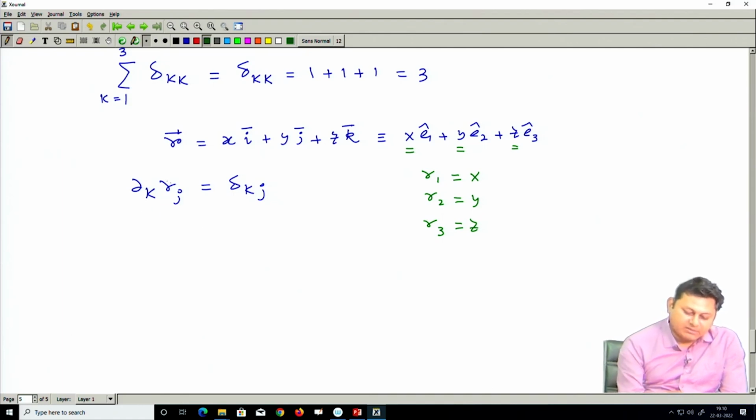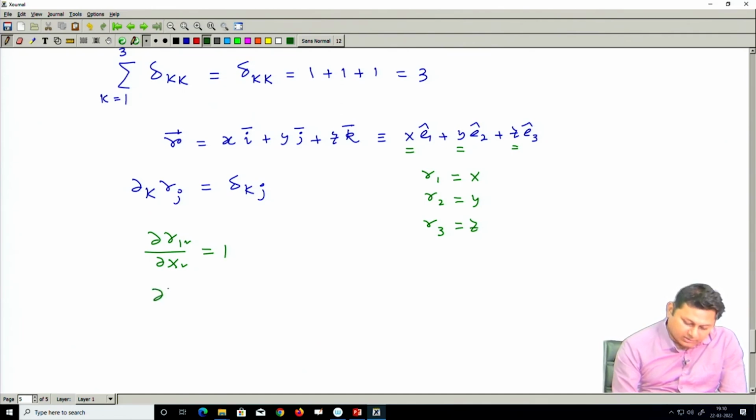That means I am making a partial derivative with respect to x, y, z by taking the value of the indices k from 1 to 3. So, 1 to 3 corresponds to x, y, z here. Now, if you look carefully at how these are defined, delta of r1 with respect to x should be 1. So, here k is 1 and j is 1, delta 1 1. So, it should be 1.